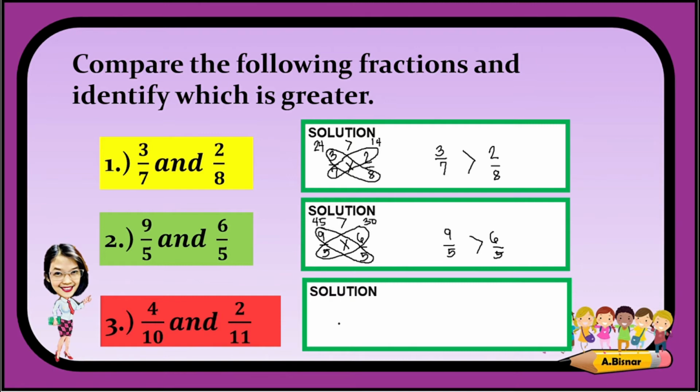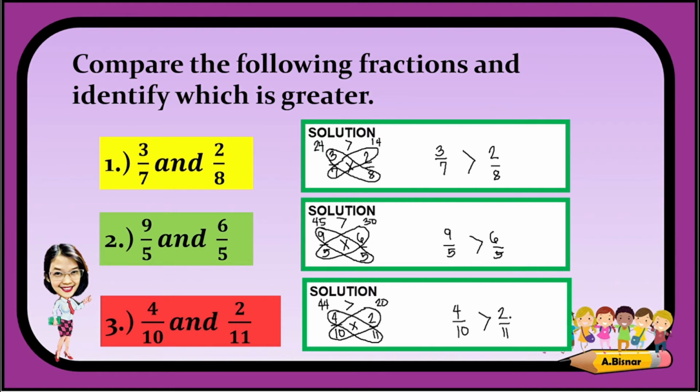Another, 4/10 and 2/11. So let us write 4/10 and 2/11. So when we cross-multiply 4 and 11, the product is 44. And when we cross-multiply 10 and 2, the product is 20. Well, in here, 44 is greater than 20, and therefore 4/10 is greater than 2/11.